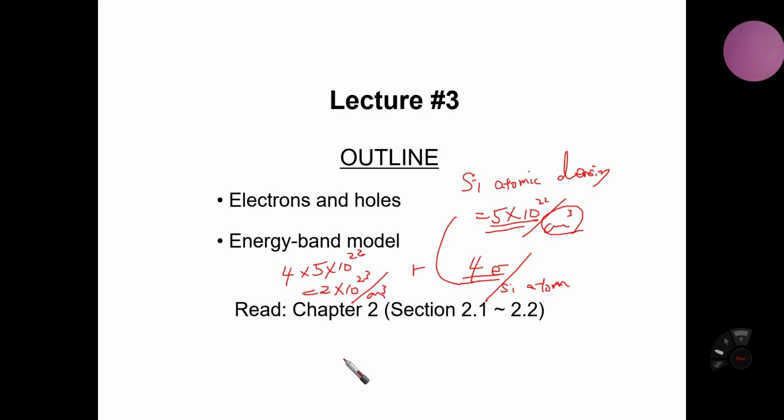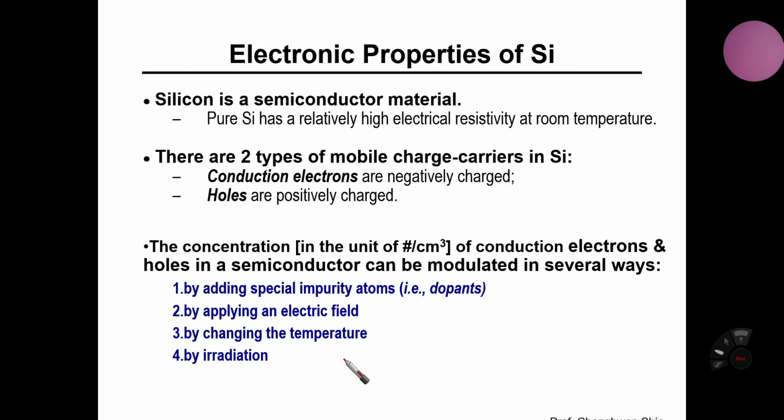Okay, so in the very first lecture note, let's take a look at the electronic properties of silicon. Silicon's atomic number is 14, and it has four outermost electrons. So silicon is a semiconductor material. You may remember in terms of resistivity, the resistivity of silicon material is in the range of 10 to the minus 3 to plus 3 ohm centimeter.